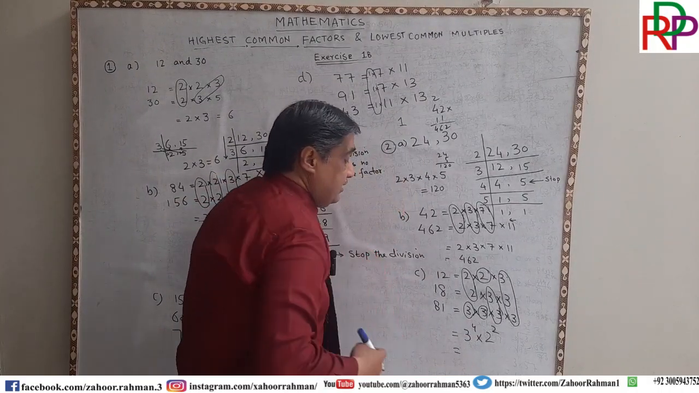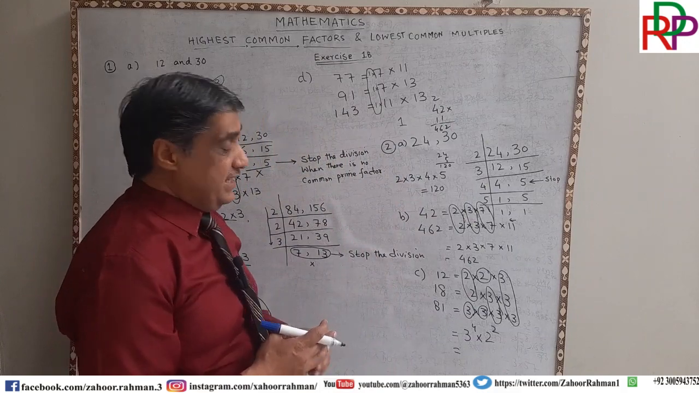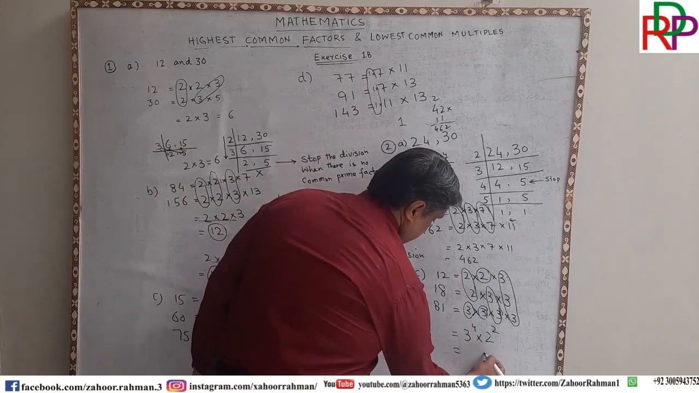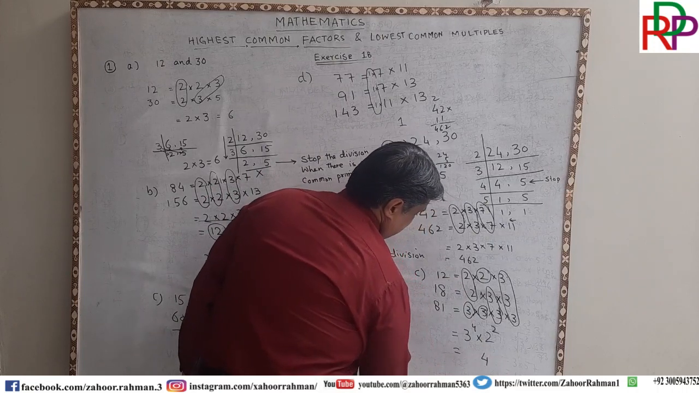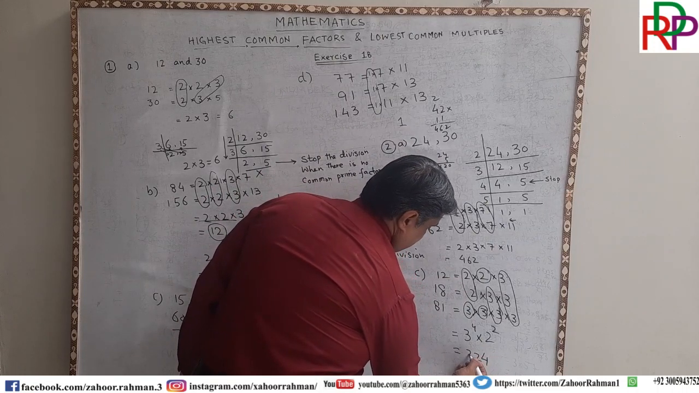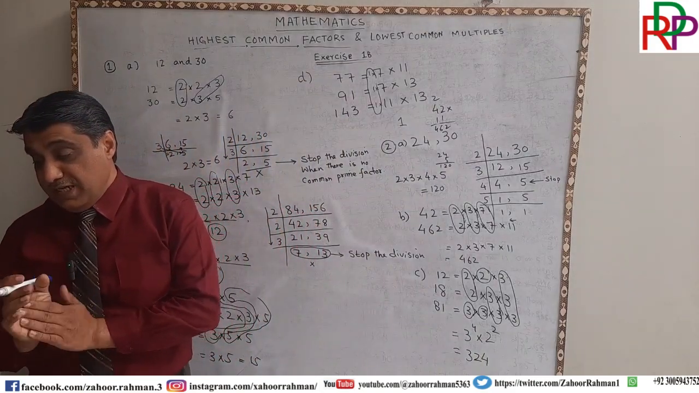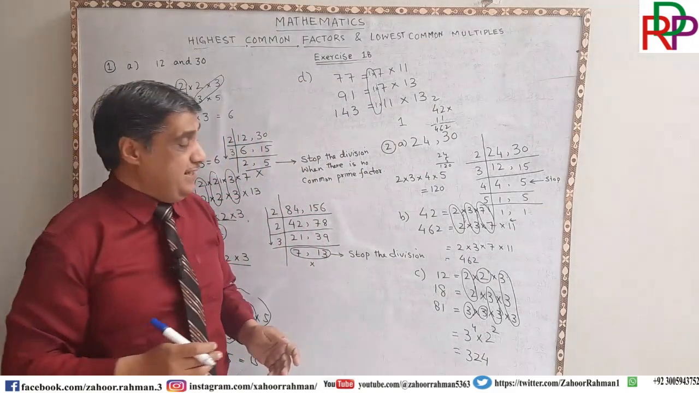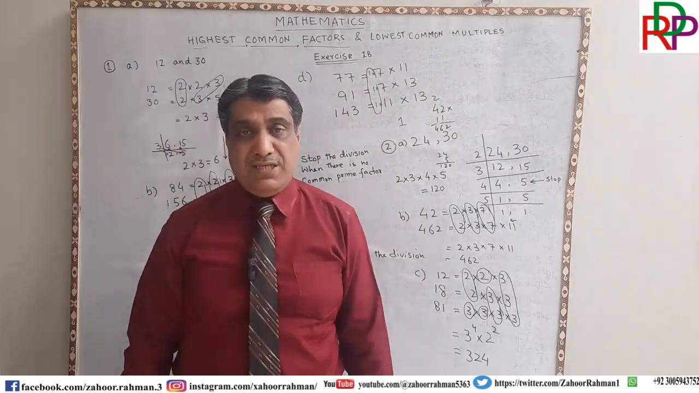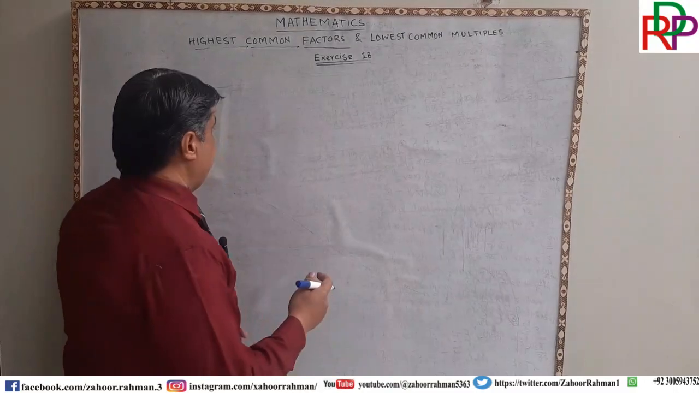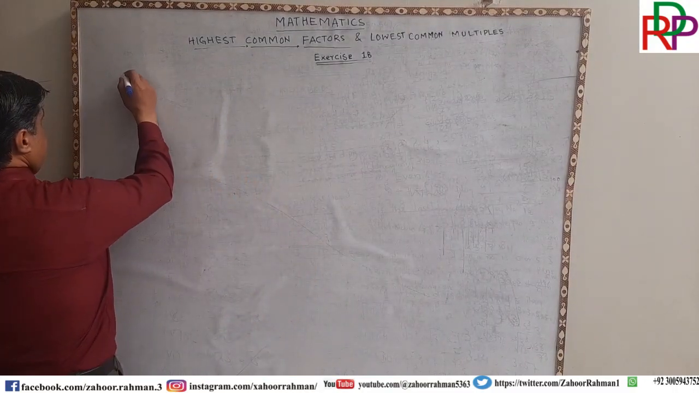Now when we calculate this, 3 into 81, and 4 ones are 4. 324 is the answer. Okay, now we are doing the D part.